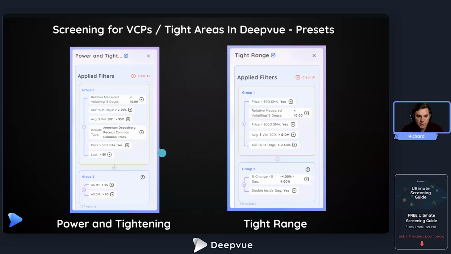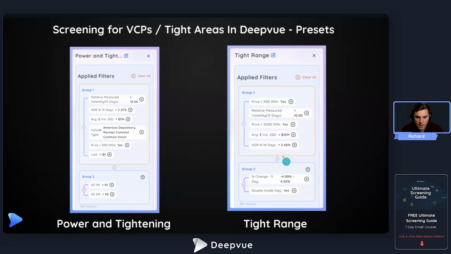A nice screen to find leadership quality names with high relative strength that are now calming down, tightening up. And me personally, I also love to find these tight areas near the 21 EMA. So I might add a condition that it's within a few percentage points of that moving average. That could be a nice tweak to the screen.